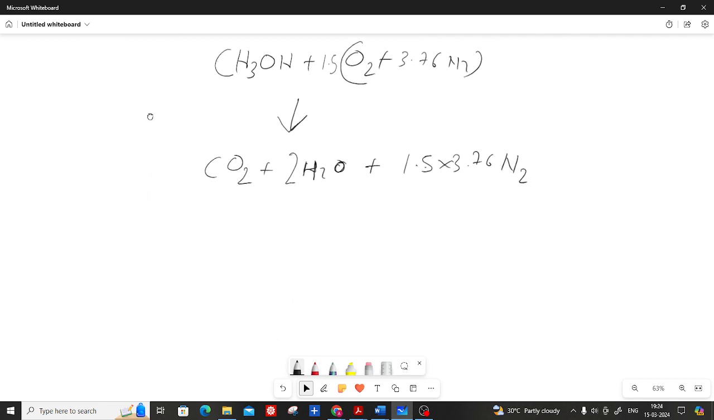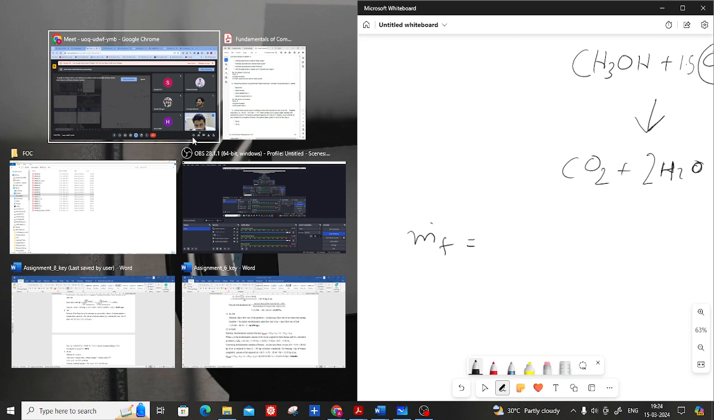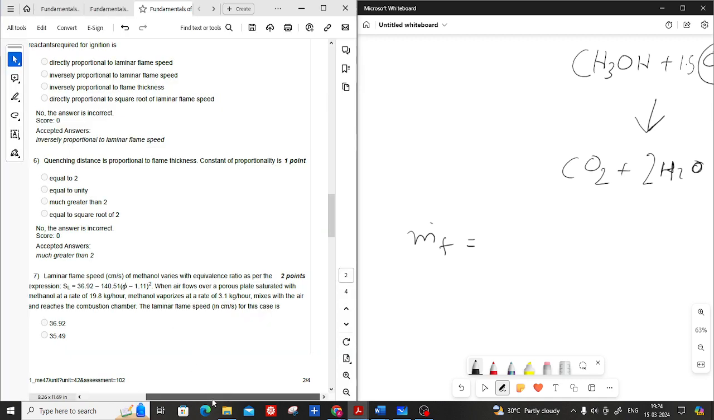Now they have given the mass flow rate of fuel. What is the mass flow rate of fuel? Can you see the question? Question number 7. Can anyone tell me what is the mass flow rate of fuel? 3.1 kg per hour. Okay, 3.1 kg per hour. And what is the mass flow rate of air? 19.8 kg per hour.